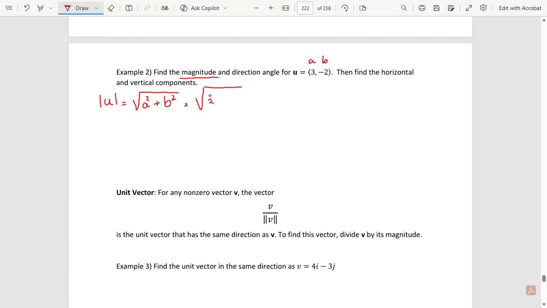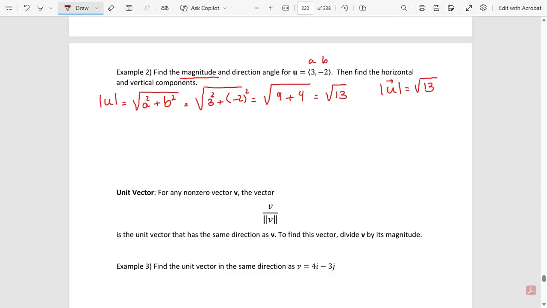a is 3, b is -2. We need to square them, then add them, then take the square root. So these are the steps that we follow. First, square them, then add them, then take the square root. 3 squared is 9, -2 squared is 4. Then we need to add them. Then, if it's a perfect square, we can take the square root. If it's not, like 13, we have to just stop here. And that is the magnitude of vector u. So the magnitude of vector u is the square root of 13.